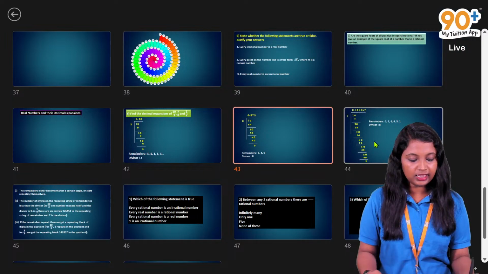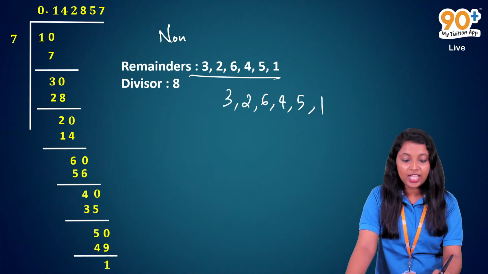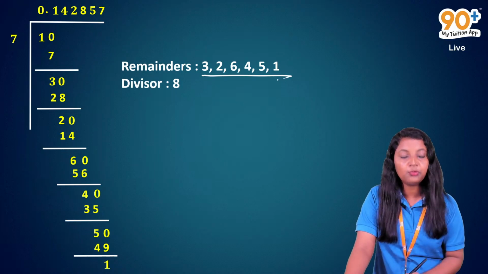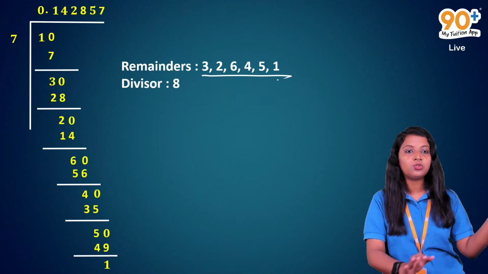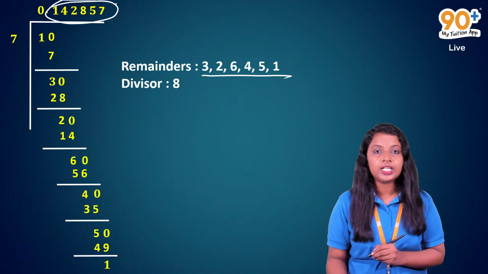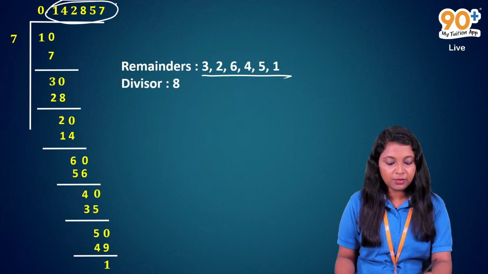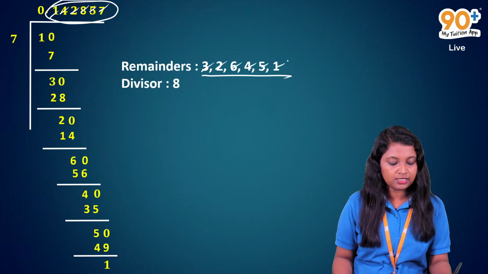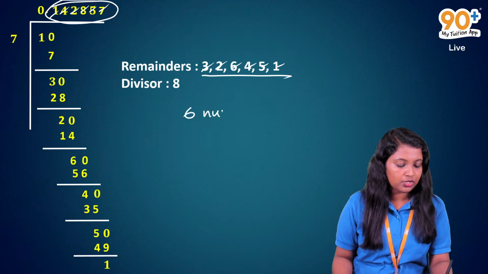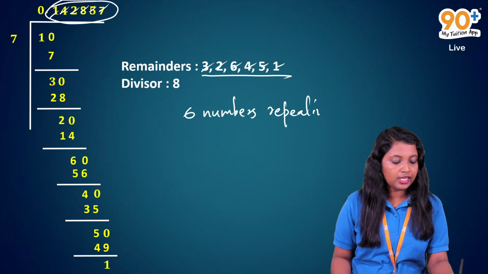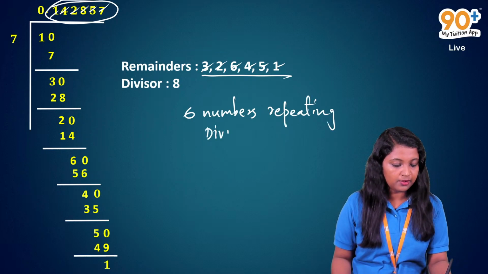And now let's take this example. Here the divisor is 7 and how many numbers are repeating? The remainders 3, 2, 6, 4, 5, 7 will again be 3, 2, 6, 4, 5, 7, and the quotient digits are 1, 4, 2, 8, 5, 7. See how many numbers? 1, 2, 3, 4, 5, 6. So, 6 numbers are repeating.